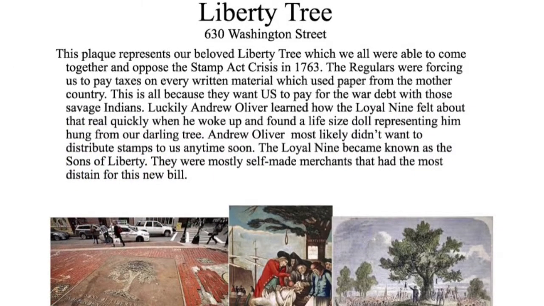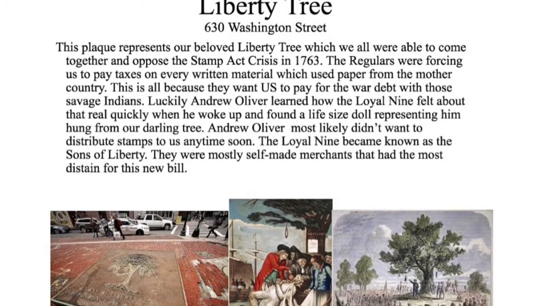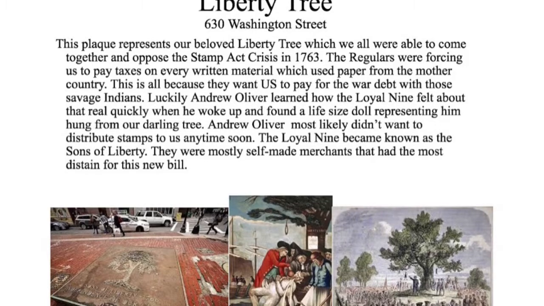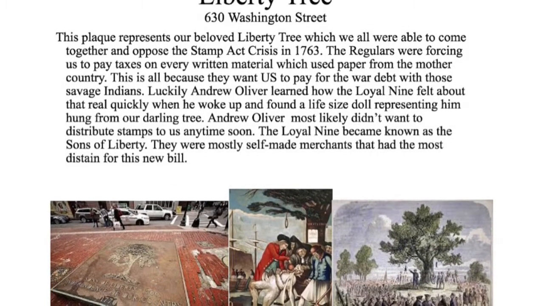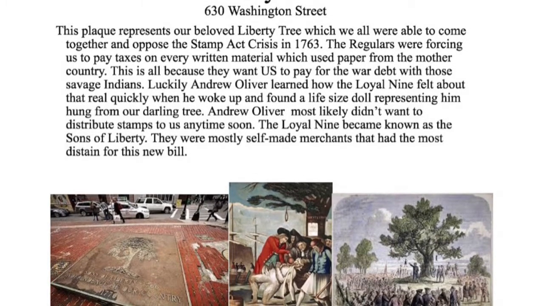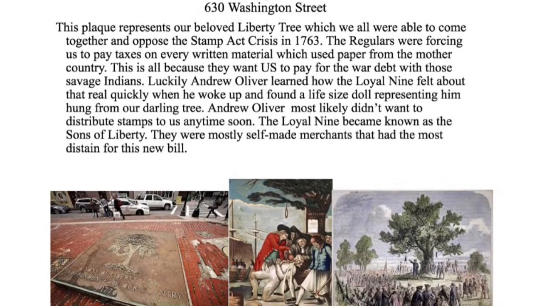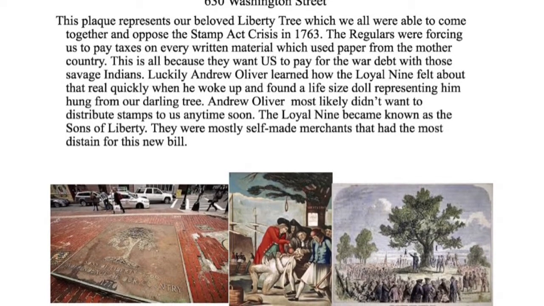This plaque represents our beloved Liberty Tree, where we were all able to come together and oppose the Stamp Act crisis in 1763. What were the Stamp Acts? The Stamp Acts were taxes on all written material due to the war debt of the 7 Years' War. The Sons of Liberty hung a doll of the tax collector Andrew Oliver from our tree. The Sons of Liberty were mostly self-made merchants that had the most disdain for the new bill.